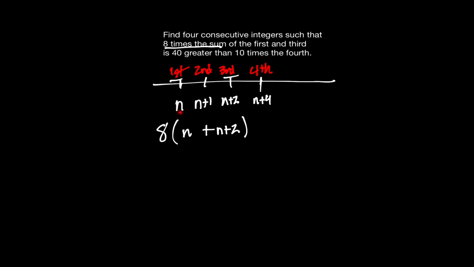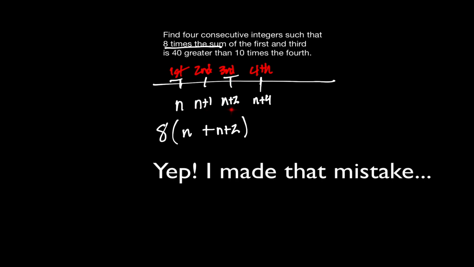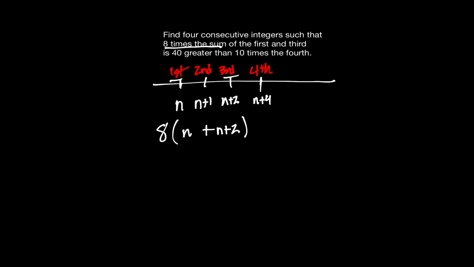But the first one's n, second is n plus 1, third is n plus 2. So don't make the mistake of putting a 3 here. Now, it says that this is, that's an equal sign in math, right? 40 greater, so 40 greater than what? 40 greater than 10 times the fourth. So 10 times n plus 3.